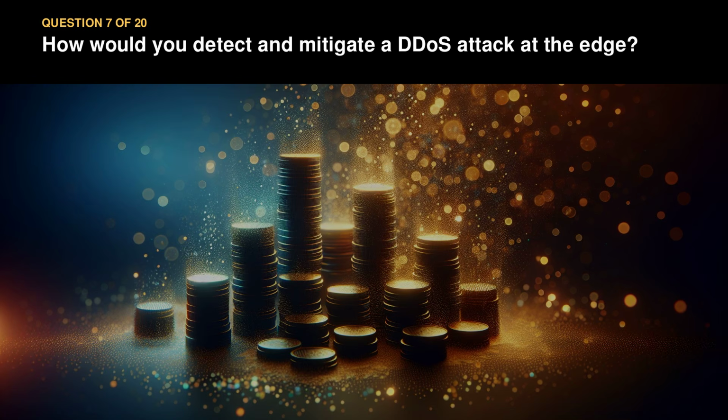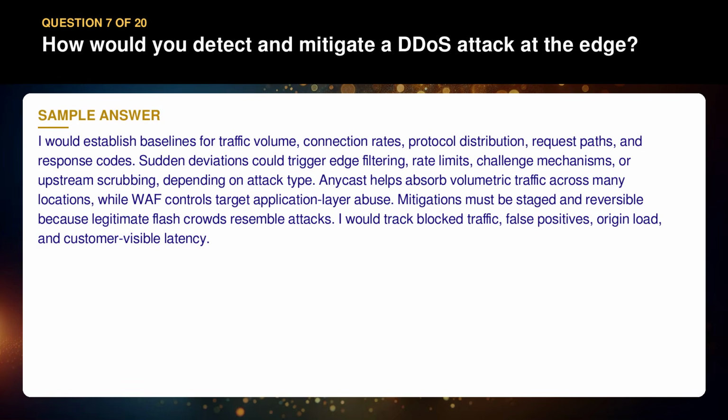Question 7. How would you detect and mitigate a DDoS attack at the edge? I would establish baselines for traffic volume, connection rates, protocol distribution, request paths, and response codes. Sudden deviations could trigger edge filtering, rate limits, challenge mechanisms, or upstream scrubbing, depending on attack type.